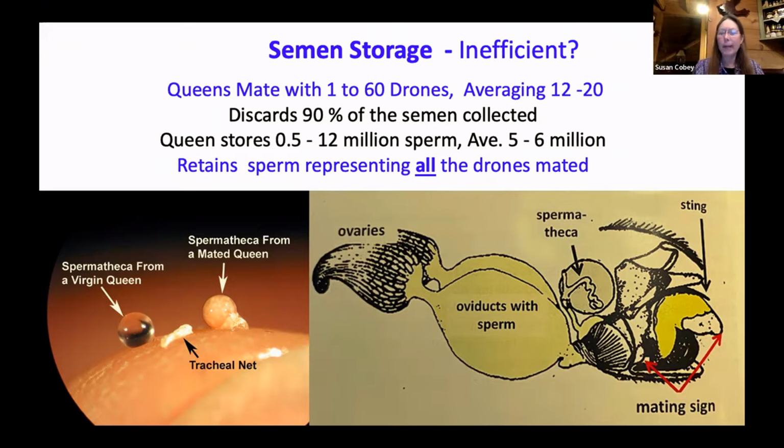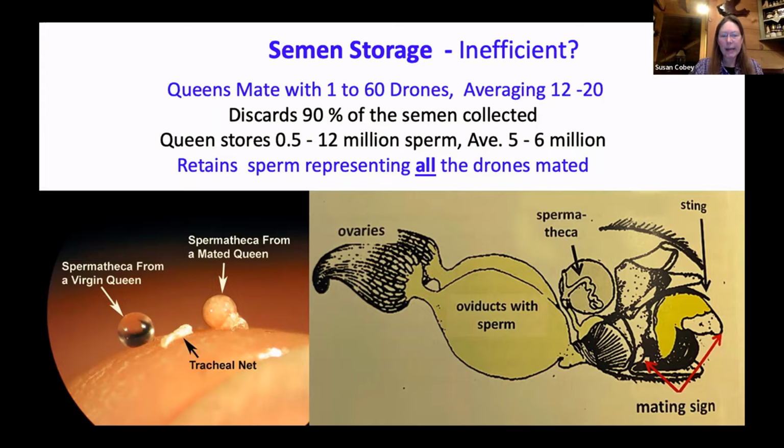She'll take just a little bit. For example, one drone produces about 10 million sperm, yet the queen will only store about 5 to 7 million sperm on average. That seems really inefficient. Half a drone's worth of semen is what she stores in the spermatheca after collecting that massive amount of drone semen over many 2 or 3 flights. So it seems very inefficient, but it's efficient in terms of maintaining that genetic diversity.